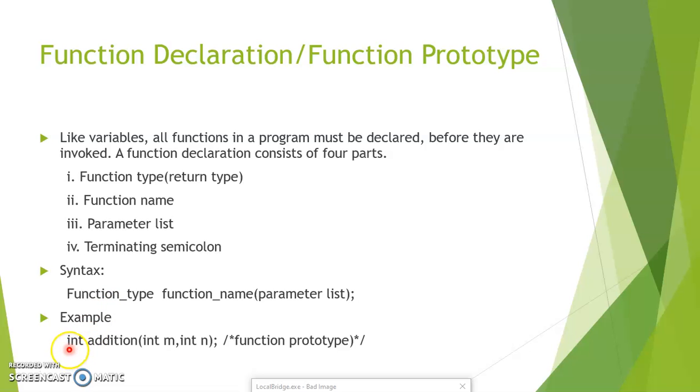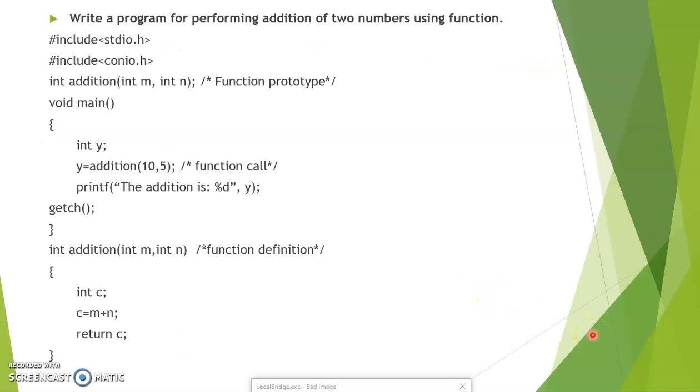Here is an example of the same function. The function type is integer, the function name is addition, and the parameter list is int m, int n. It means the parameters that the function is going to use. This is the function prototype. By this point you know what a function prototype is. You have to declare that function before use, like variables, right? This is the function prototype.